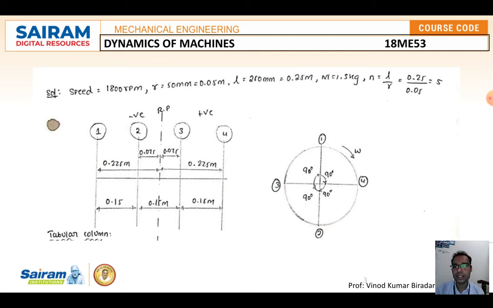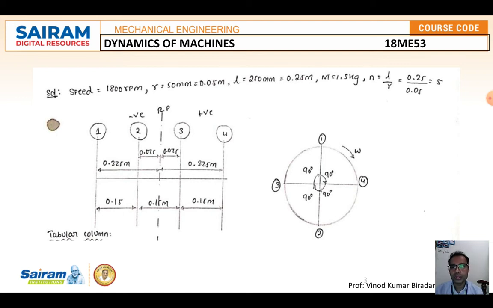Here I constructed two diagrams. The first diagram indicates the position of the planes, and the second figure shows the angular positions. The four masses are given, masses 1, 2, 3 and 4, along with the distance between planes 1 and 2, which is 0.15 m. The next distance is also 0.15 m, and all the lengths are the same.